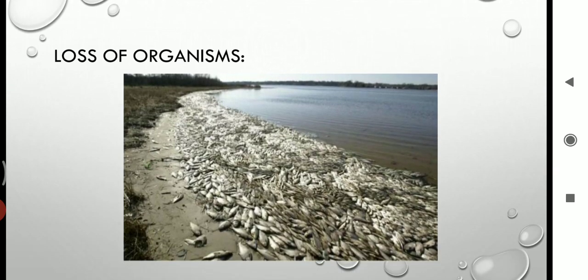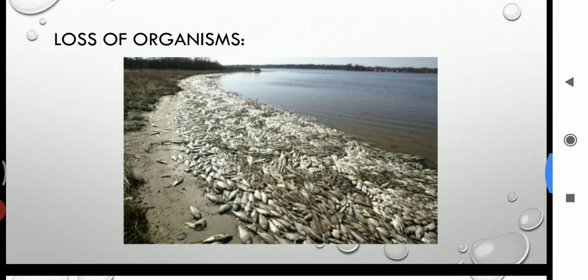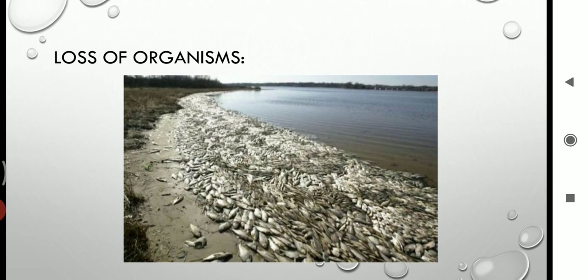Next, you see that loss of organisms. Because of this water scarcity, most of the organisms mainly depend on water. They need water to live. They need water to have its nutrients, like plants and any other organisms, and aquatic life. So those all are affected by this water scarcity.